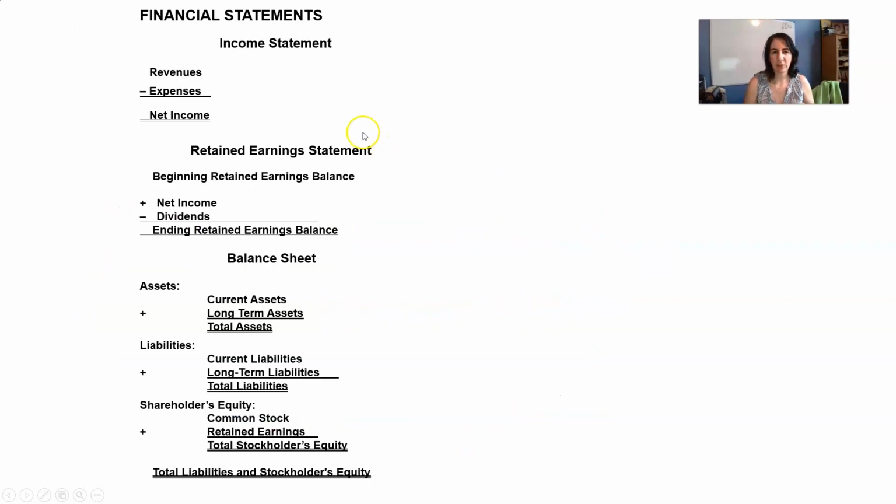So let's look at those financial statements again. We did touch upon them briefly in chapter 1 maybe. But here's the 3 that we're going to be focusing on. The income statement. The only thing that's going on the income statement is going to be revenues and expenses, at least for our purposes now. We'll add a little bit to it as we get into a future chapter, but for now, revenues and expenses.